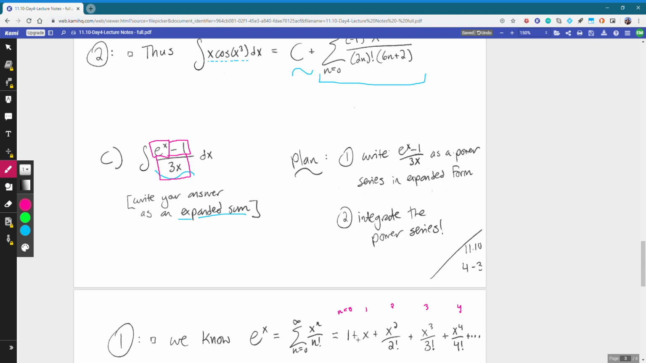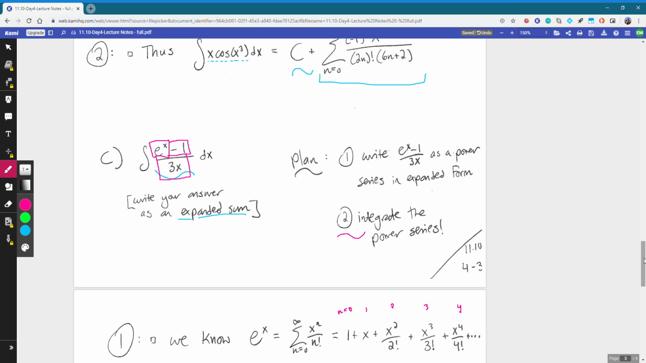And so at this point, pause the video, see if you can take this formula, see what we get when we subtract by 1, and then divide by 3x. And once you have a power series with the dust all settled, go ahead and integrate. All right, let's see how this one goes.